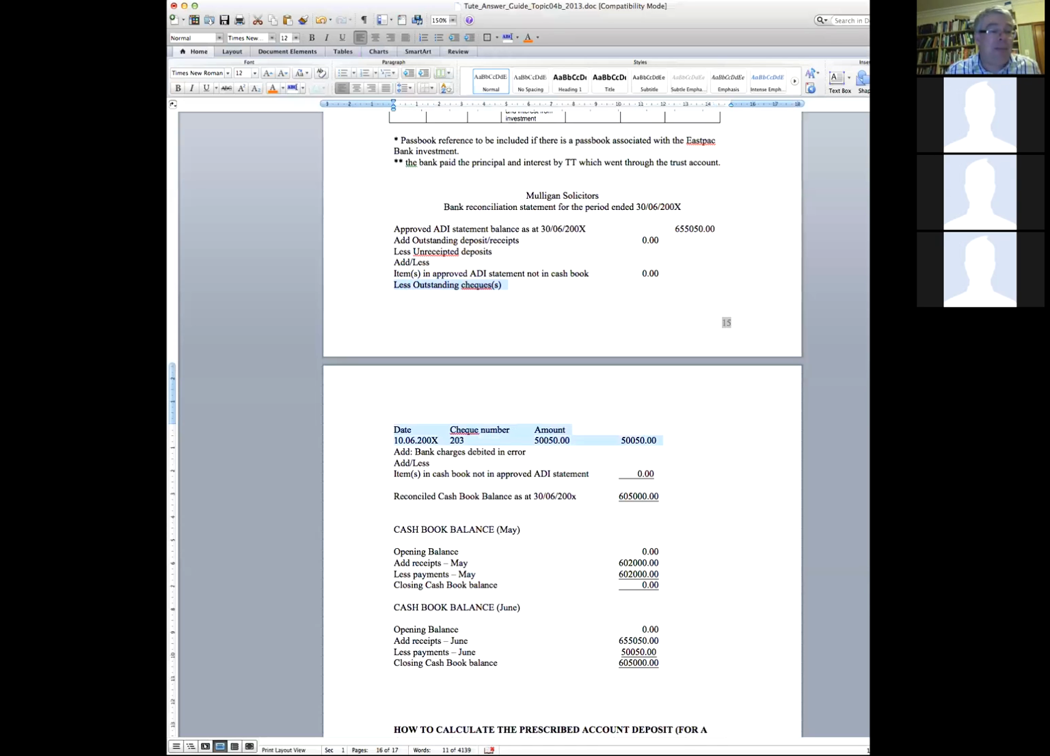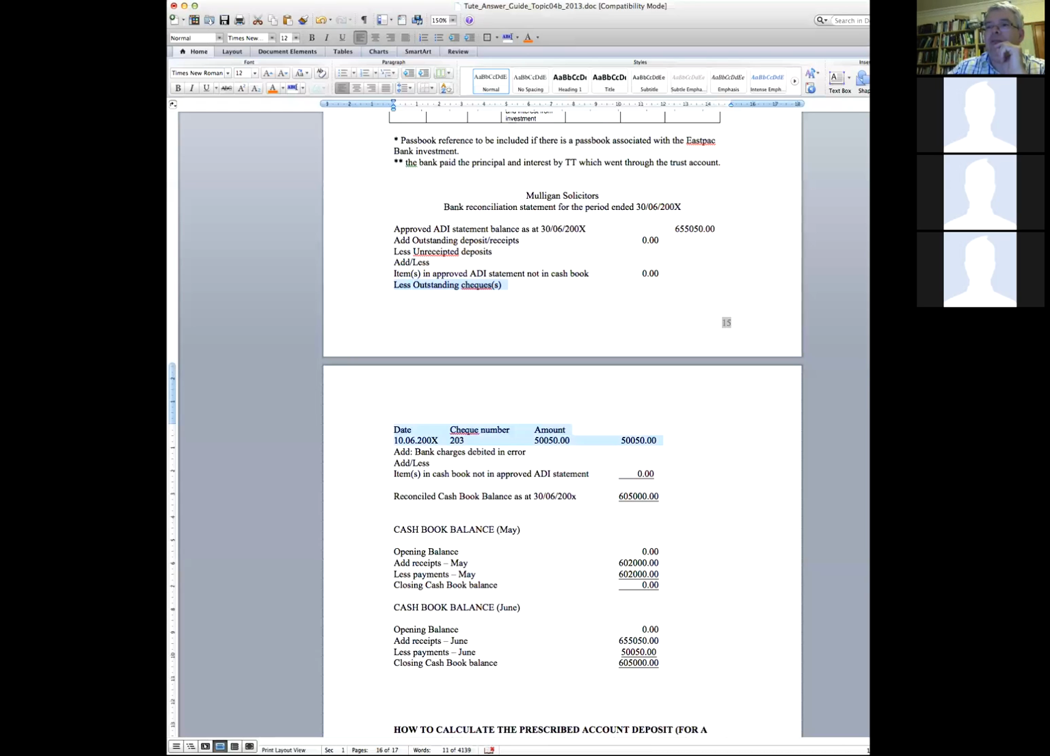Because that's what would happen if the payee of the check went along and said, I want the money, here's the check, pay me. It reduces the balance in our bank account. So we have to take it off when we're trying to balance the books. So you start off essentially with the approved ADI statement balance. That comes from your bank statement. So you look at the bank statement which you've been provided, and you look at the date, the 30th of June, and you can see the amount there.